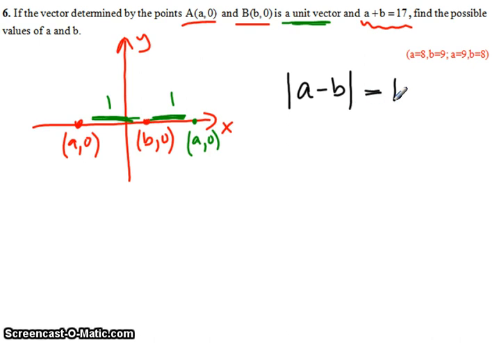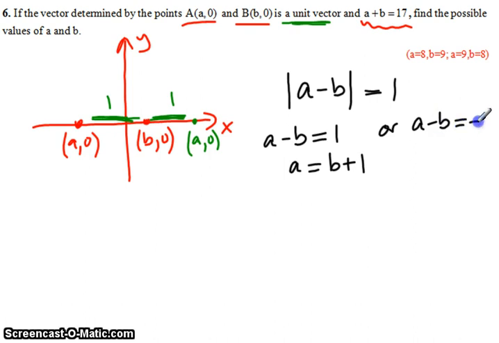So solving this, we'd say, taking the positive value, A minus B could be 1, which would give us A equal to B plus 1. Or we could say that A minus B is minus 1. Or you could take the negative of the left-hand side, but the algebra works out a little bit easier here. So we can say A equals B minus 1.